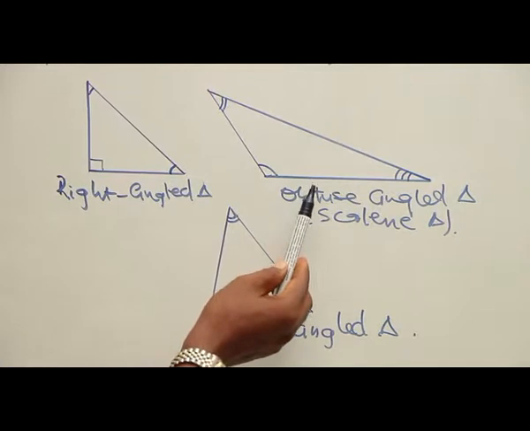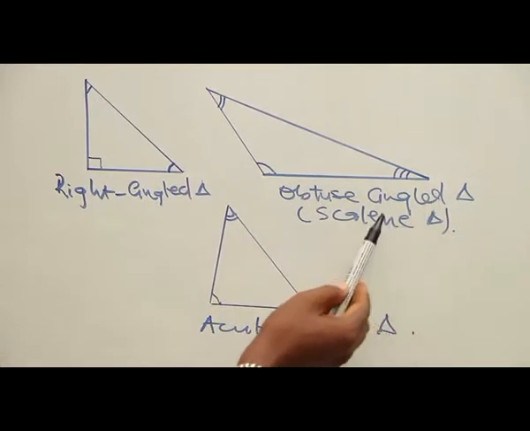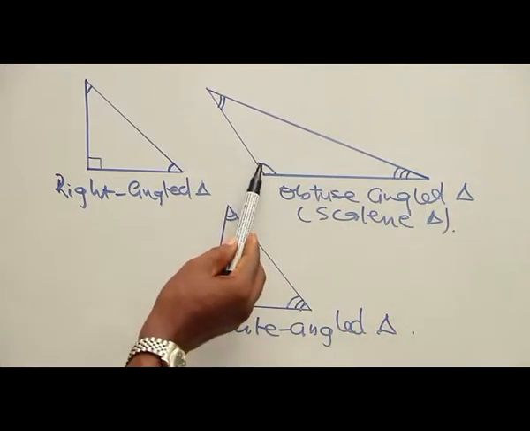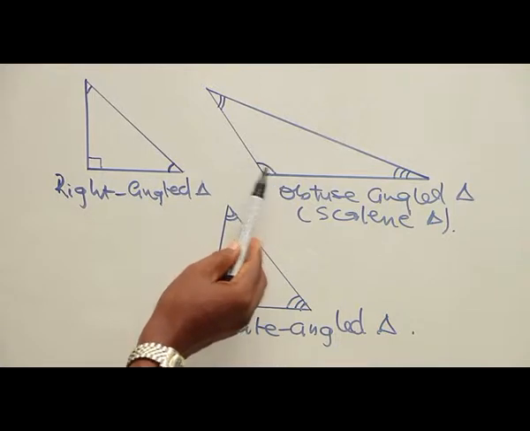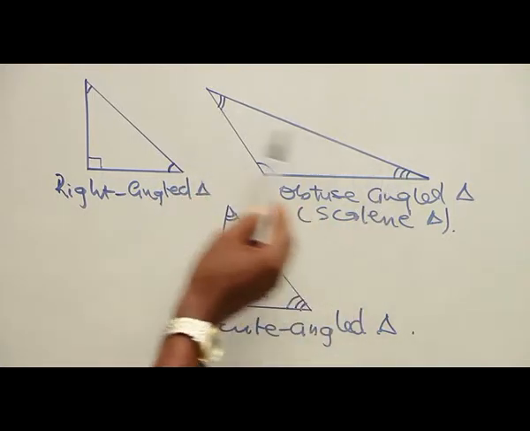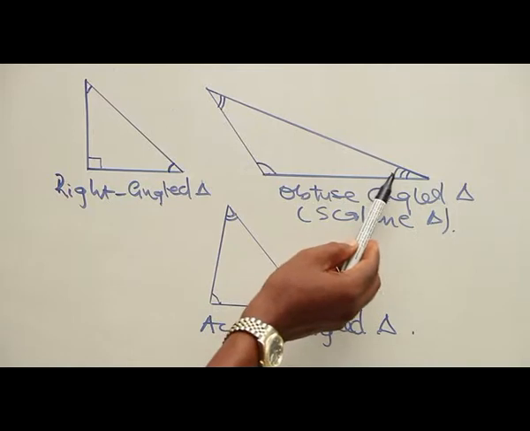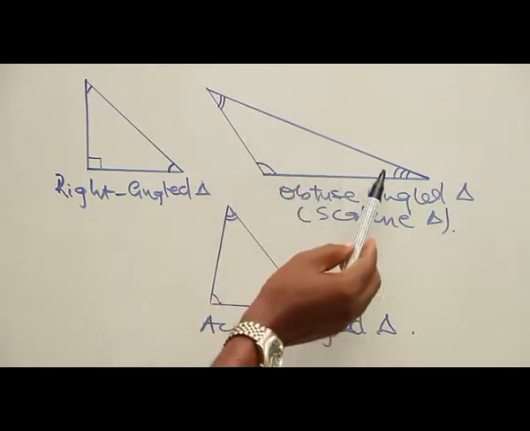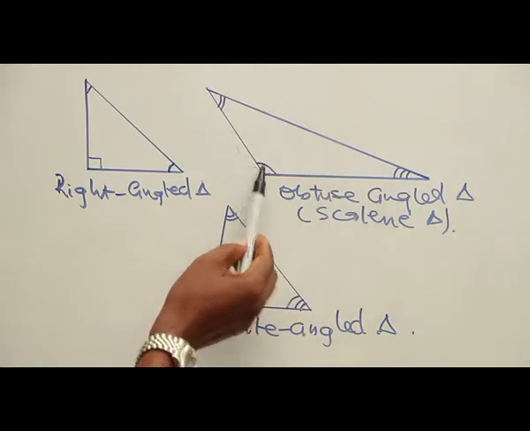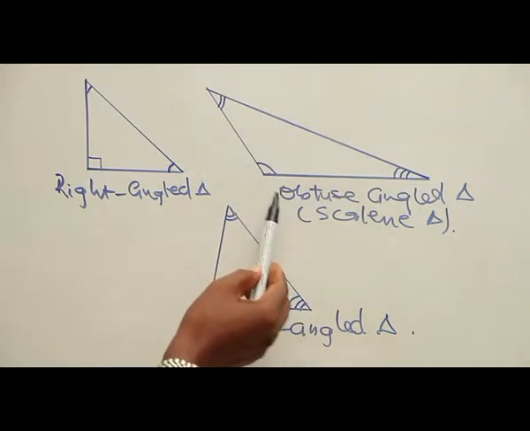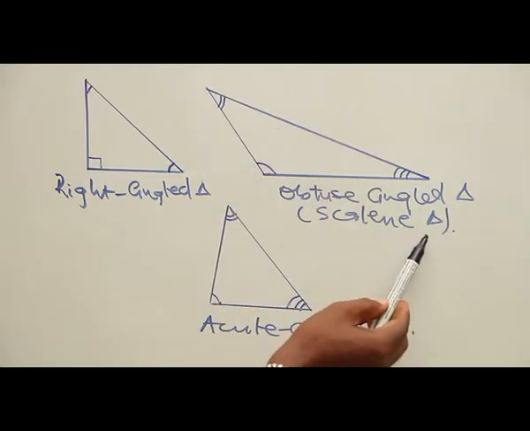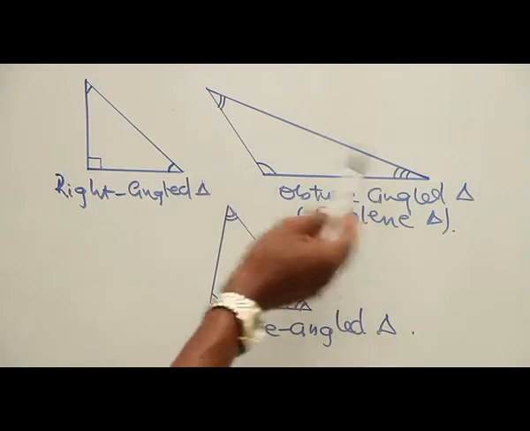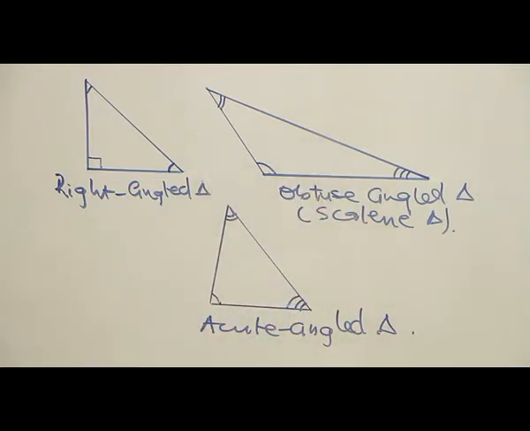The second one here is an obtuse angled triangle. Obtuse angle because this angle is more than 90 degrees. The others are acute angles, less than 90 degrees. But this type of triangle, in which the angles are not equal, is also called a scalene triangle. In other words, the sides are also not equal.